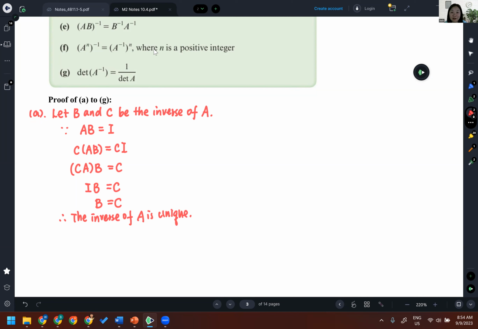Meaning I can't find two. If I find one, I'm lucky. Okay.